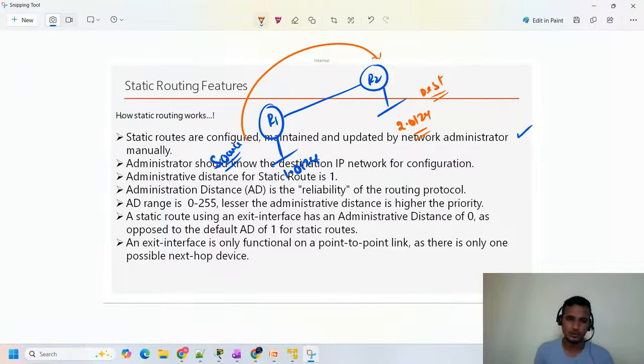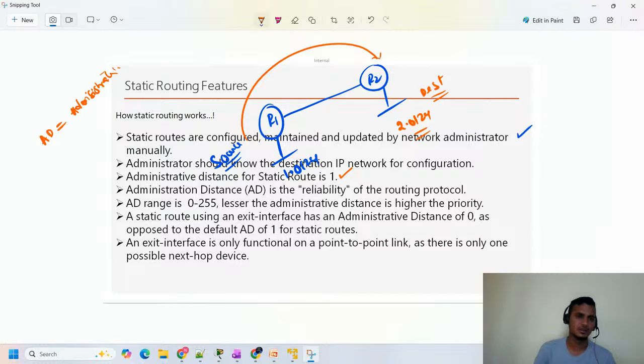So the static routes are going to be configured by the network engineer, and whoever is going to configure the static route should know what a destination network is. And the administrative distance for static routes is 1. AD stands for administrative distance.